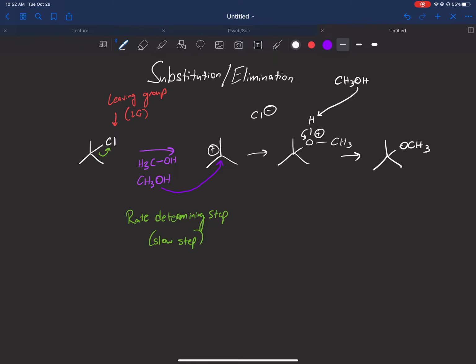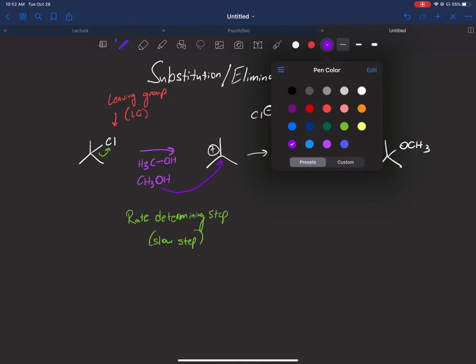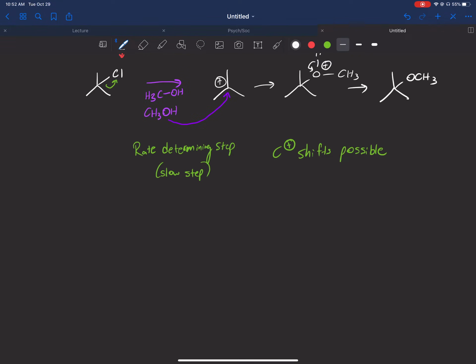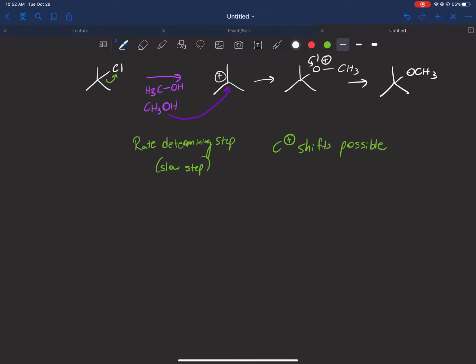Now you can see that we have a carbocation. So if you have a carbocation and you can form a more stable carbocation through a shift, that happens here also. So that means carbocation shifts are possible.